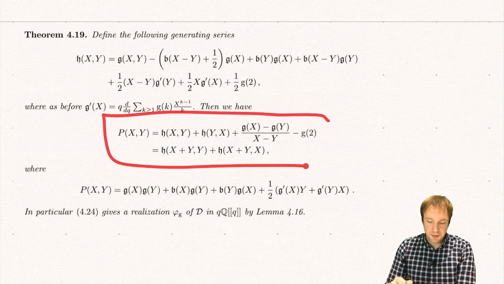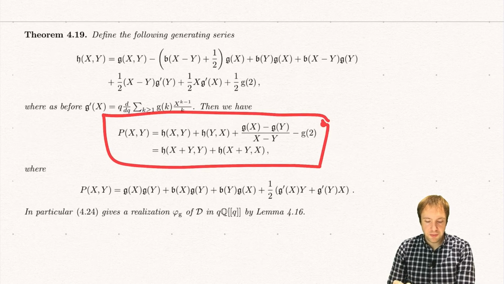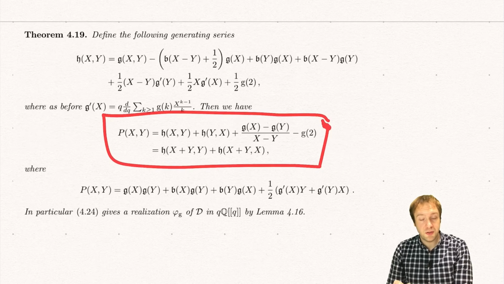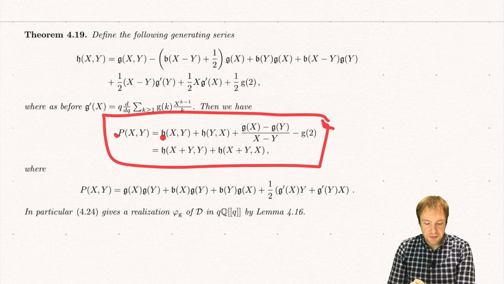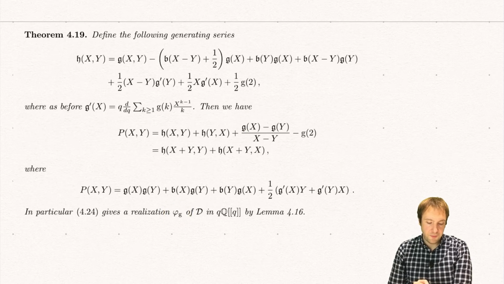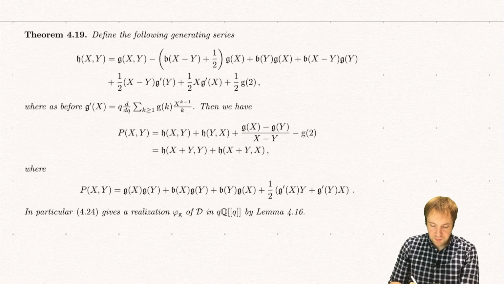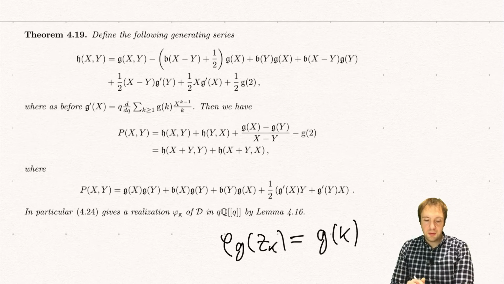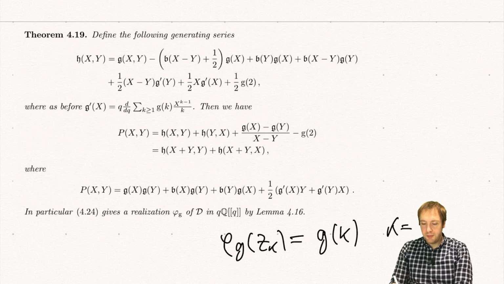And therefore, we now have a triple of generating series which satisfy the conditions in the lemma, so the P, this H, and the G, and therefore we get the realization phi G, which satisfies the property that phi G of Z_k is exactly our Q series G, if k is not 2.